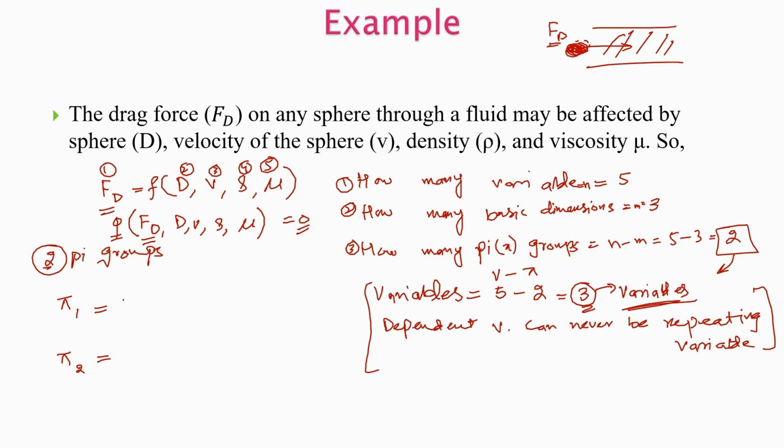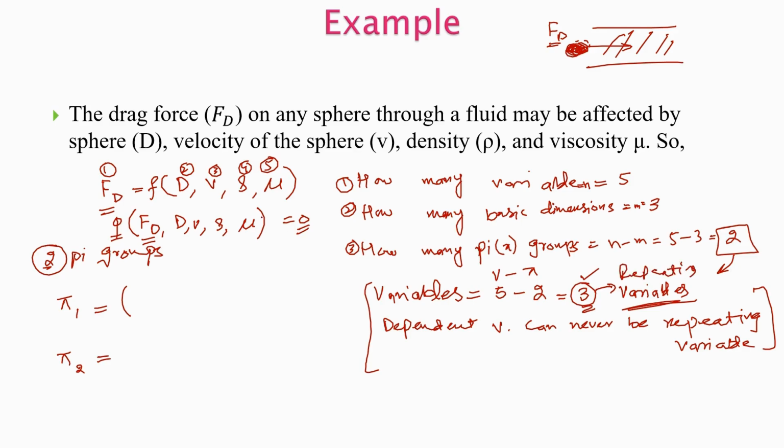So in our case, it is clear that the pi 1 group will comprise three repeating variables and one non-repeating variable. So our first step is to check the repeating variables. We will need three repeating variables.